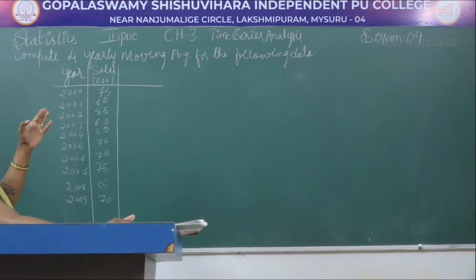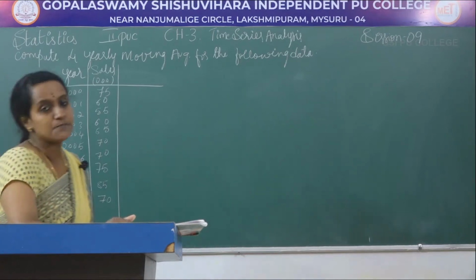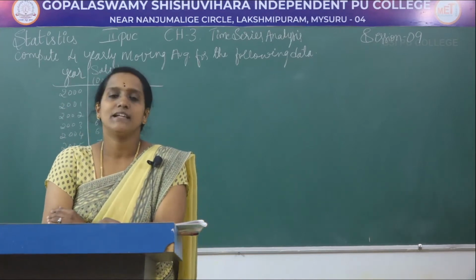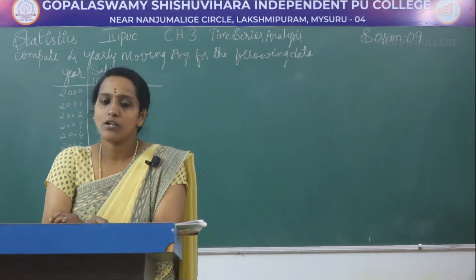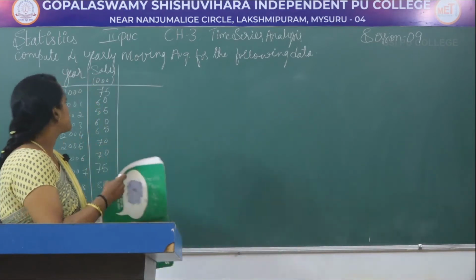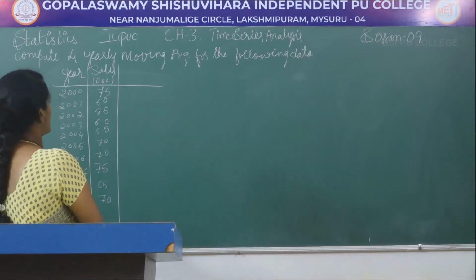They have given the year and sales. We start from 2000 to 2009, and sales are given in 1000. Again, no need to convert that to 1000, we can directly start the problem. Okay. Next, the next step is to calculate 4 yearly moving average.